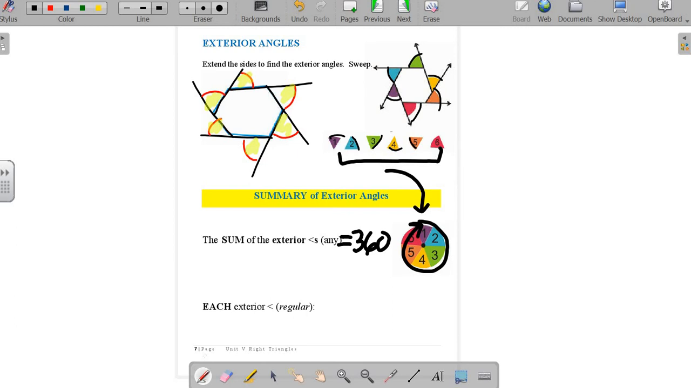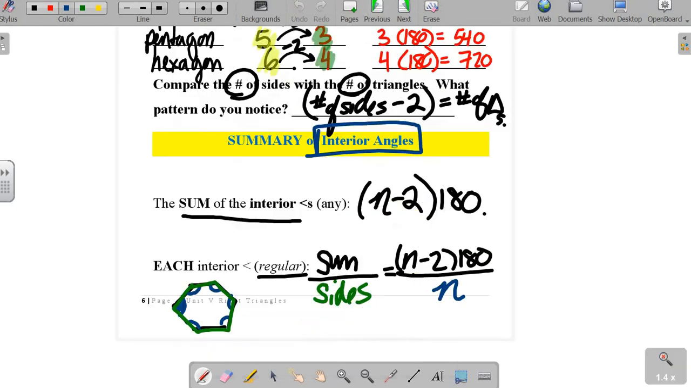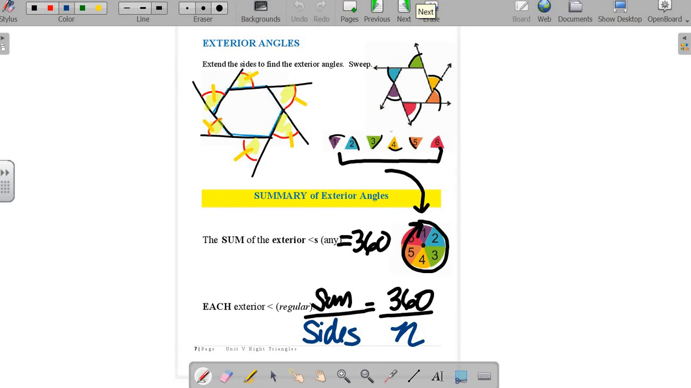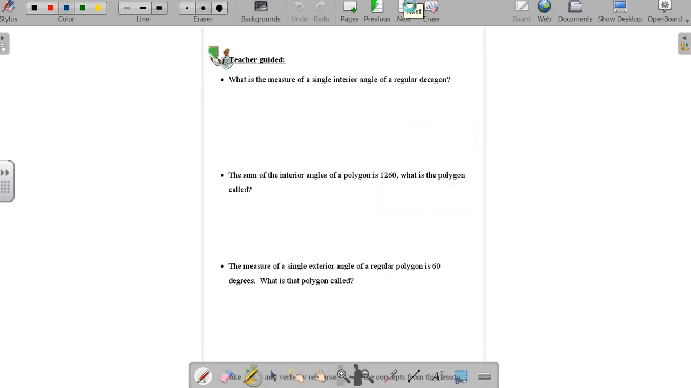Therefore, if we're dealing with a regular polygon in which all of these angles are congruent, you would simply go sum over sides again. But in this case, our sum is 360, and our sides is an unknown number of sides. So we have 4 equations we're going to be working with. This doesn't make a lot of sense now, but it will. We're going to do 3 examples together, and we'll be done.